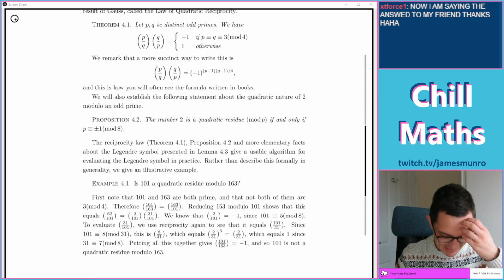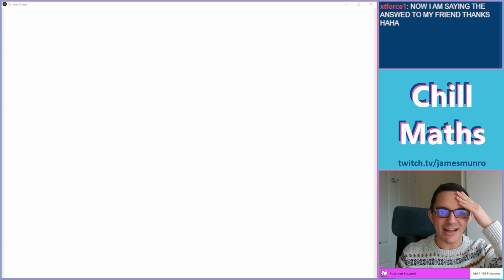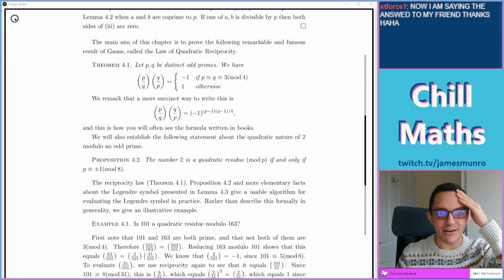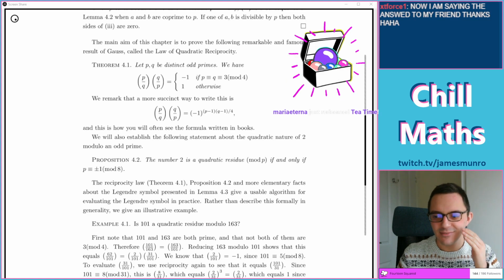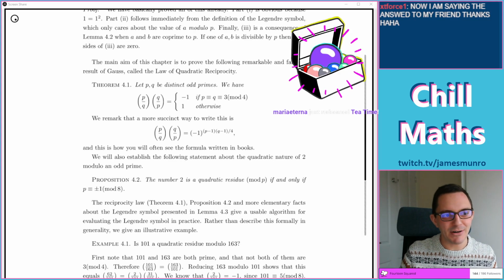Right, okay. Here's the amazing reciprocity fact. Oh, it's vanished. Where's it gone? There it is. There it is. It's tea time. Thanks, Barry.